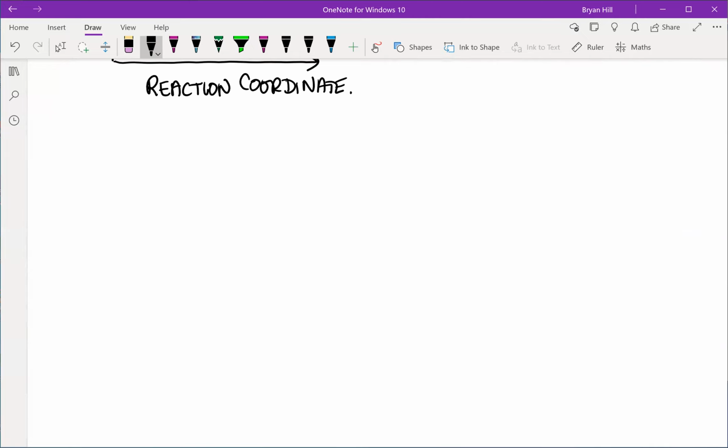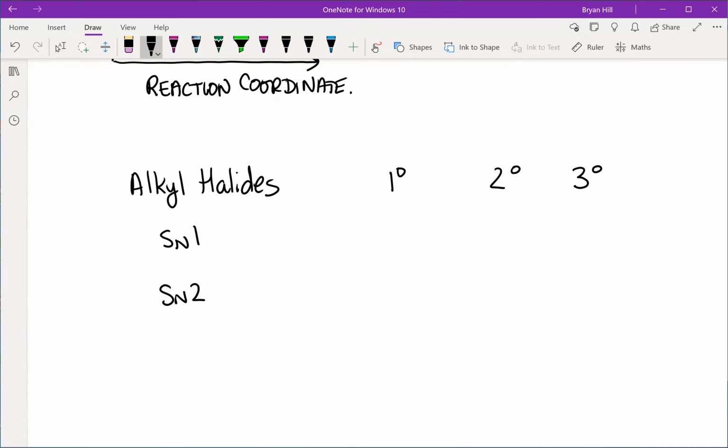So if we remember about alkyl halides here, we could have primary, secondary, or tertiary. For SN1 and SN2 reactions: SN1 happens readily with tertiary and happens slowly with secondary. It doesn't happen at all with primary. For SN2, they happen readily with primary alkyl halides. They happen slowly, or slower, with secondary, and they don't happen at all with tertiary alkyl halides.